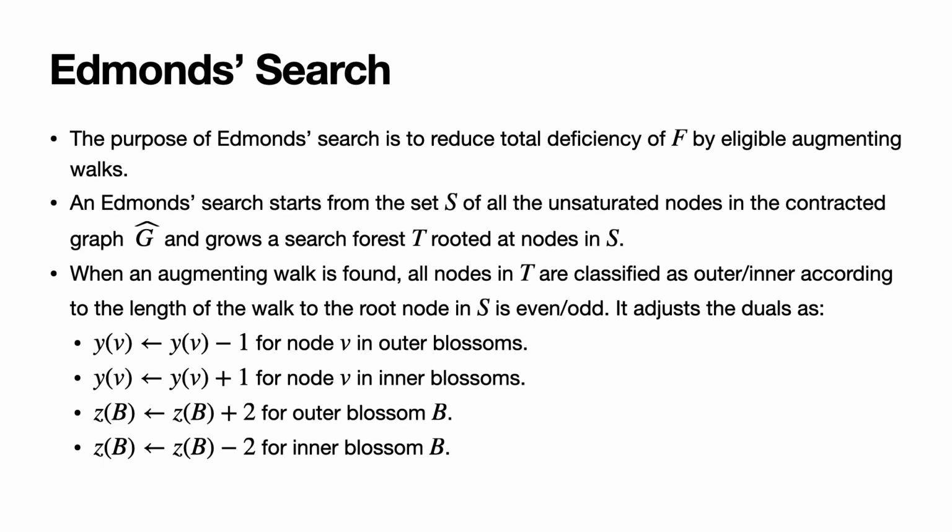Edmonds Search is an important subroutine in our algorithm. Its purpose is to reduce the total deficiency of F by eligible augmenting walks. It starts from the set S of all the unsaturated nodes in the contracted graph and grows a search forest rooted at the nodes in S. When an augmenting walk is found, y-values are adjusted according to the classification of its blossom.